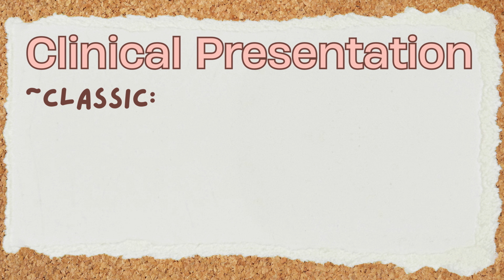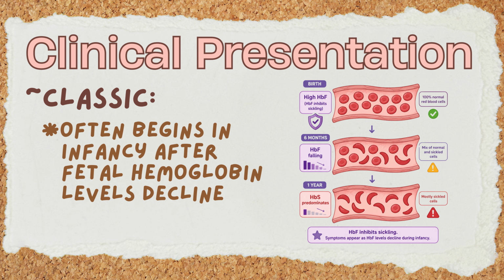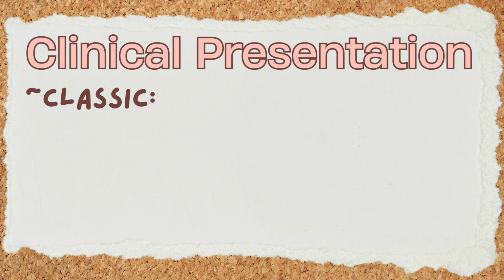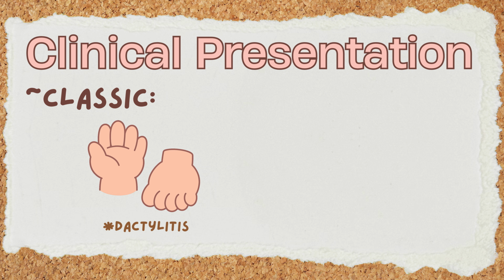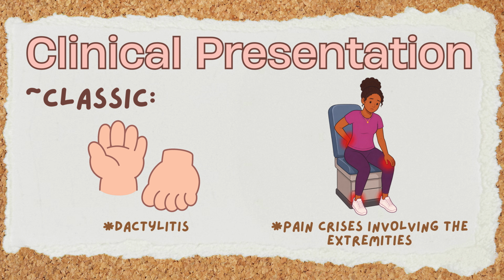The classic presentation often begins in infancy after fetal hemoglobin levels decline. One of the earliest manifestations is dactylitis, or painful swelling of the hands and feet. As patients get older, they commonly experience recurrent vaso-occlusive pain crises involving the extremities, chest, abdomen, or back.